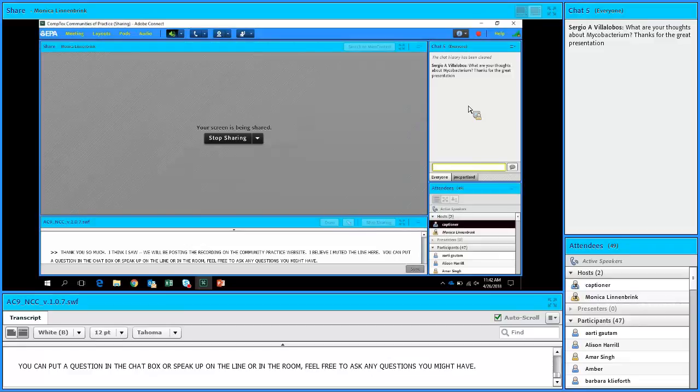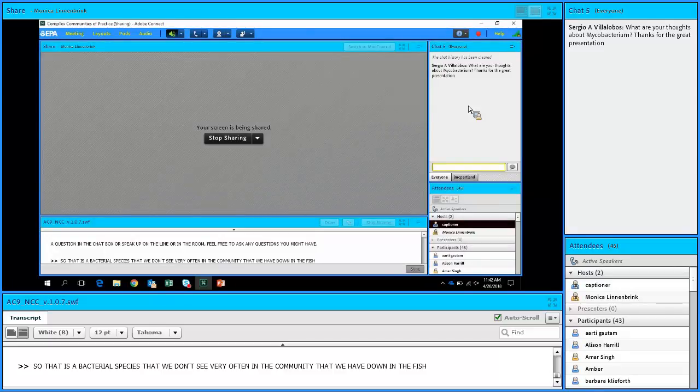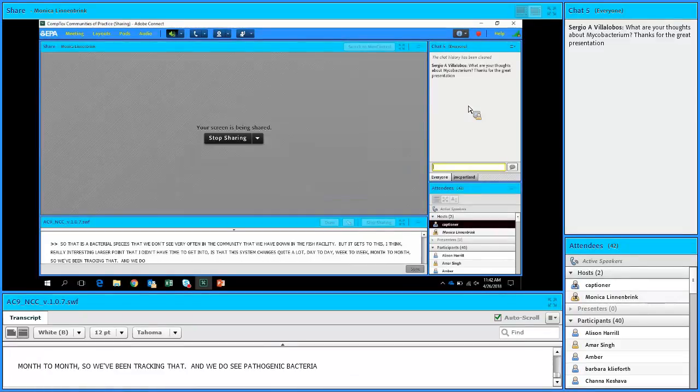Bacterium. So that is a bacterial species that we don't see very often in the zebrafish in the community that we have down in the fish facility. But it gets to this, I think, really interesting larger point that I didn't have time to get into, is that this system changes quite a lot day to day, week to week, month to month. So we've been tracking that. And we do see pathogenic bacteria that show up in our system. And I didn't get into this either, but it does seem like some of those low-lying, like pseudoloma-type pathogenic bacteria do often get selected for following chemical exposure.